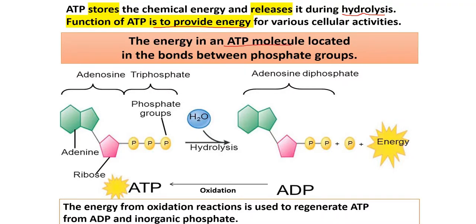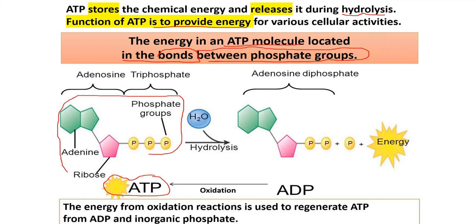Energy in the ATP molecule is stored inside the bonds between phosphate groups. So here again, this is the ATP molecule. We have adenine, ribose, and three phosphate groups, but these are the connections here, gray connection, and here gray connection, between these three phosphorus groups. This is where energy is located in the ATP molecule.